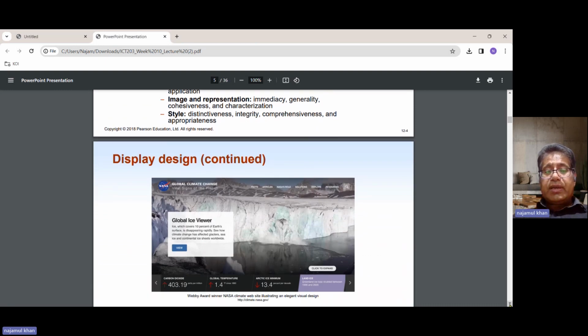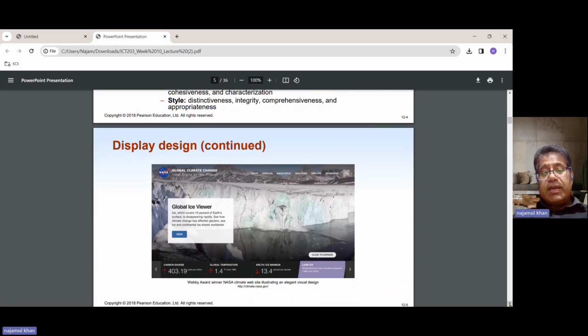Okay, now, guys, this is what we are talking about, and this week is all about developing a website. So we're going to focus on design display. This is one of the websites about global climate change. Again, they are showing some kind of a global ice view here. So it has to be relevant.